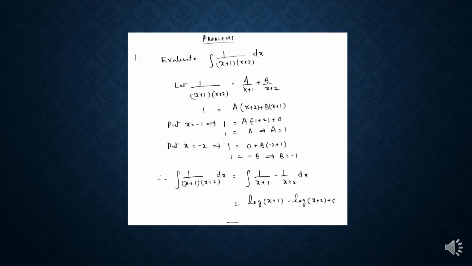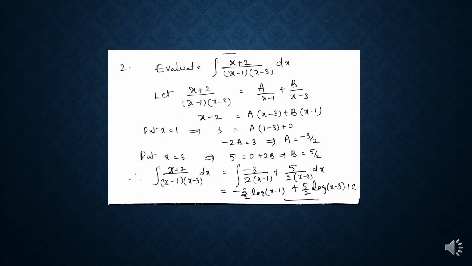Coming to the next problem. Evaluate integral (x plus 2) by (x minus 1) into (x minus 3) dx. We can see the two factors in the denominator, that is (x minus 1) into (x minus 3). This can be written as partial fractions like this: some constant A by the linear factor, A by (x minus 1) plus B by (x minus 3). Two are the linear factors.